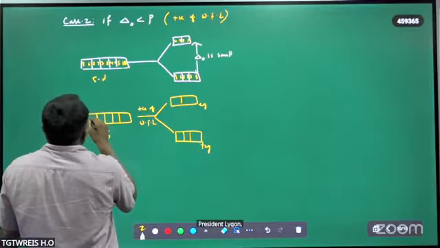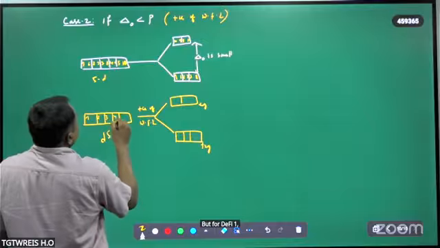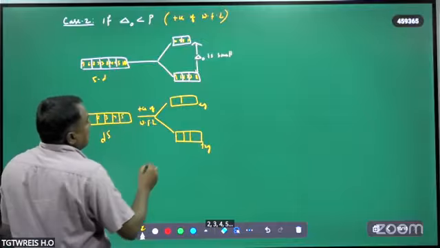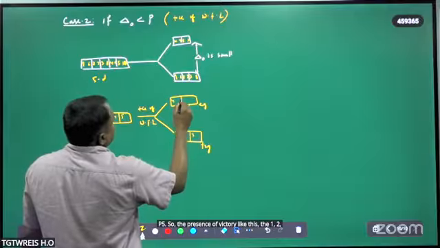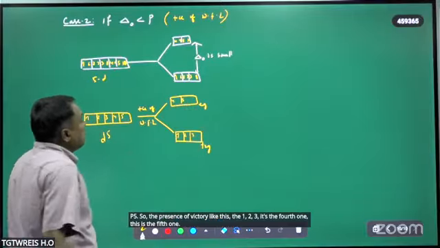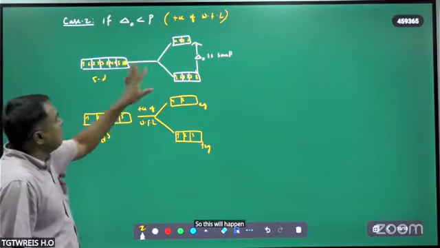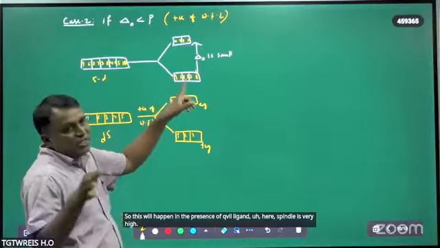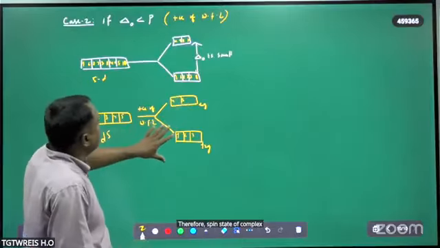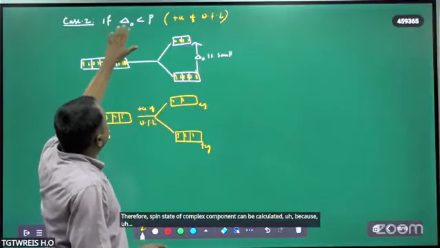So for D5, 1, 2, 3, 4, 5, D5. In the presence of weak field ligands, this is the first, second, third, this is the fourth one, this is the fifth one. So this will happen in the presence of weak field ligand. Here spin is very high. Therefore, the spin state of a complex compound can be calculated with these conditions.